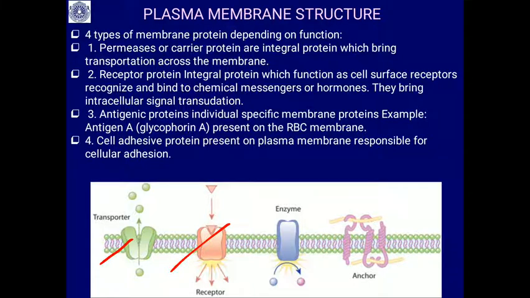Then they may be antigenic. They have specific membrane proteins, for example antigen A you will find on the RBC membrane. They may be antigenic, they may be enzymes, like ATPase, which catalyze chemical reactions. They may be enzymatic in action, or they may be adhesive in action, or they may be anchoring. So, you will find different classes of proteins.